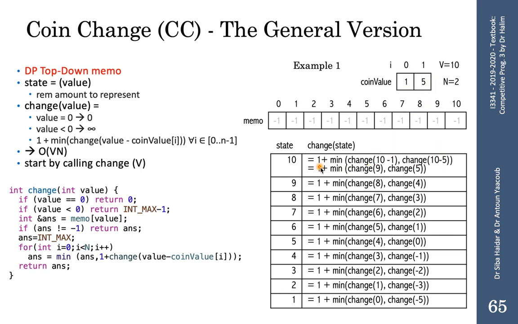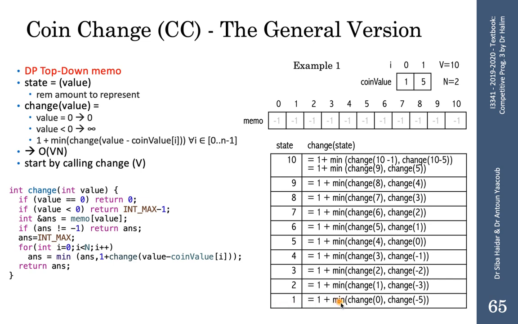In order to calculate 10, this is a top-down approach, as you can see. We need to calculate the change of 9 and change of 5. To calculate the change of 9, we need to calculate the change of 8 and change of 4. Since they are all initialized to -1, we have to go down 8, 7, 6, 5, 4, 3, 2, and at last we reach the change of 1.